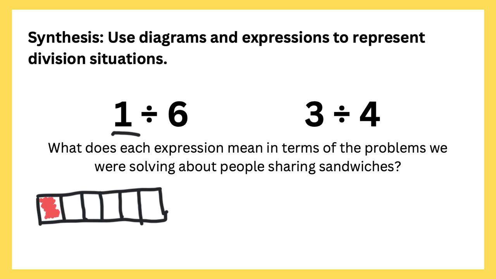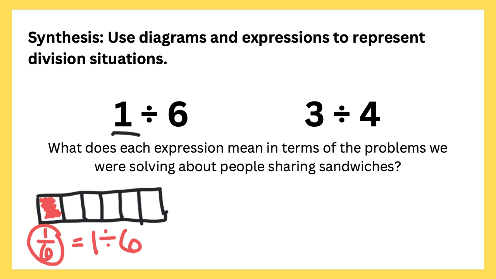So we have 1/6 is what each person will get. So 1/6 is equal to 1 divided by 6. And this is what that would look like. So in terms of our problems from earlier, we know that 1 divided by 6 means that we have 1 sandwich and we're imagining that it's being shared equally among 6 people. So each person would receive 1/6 or this amount here.